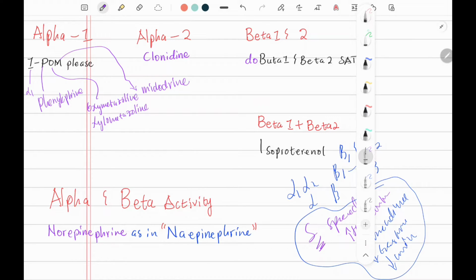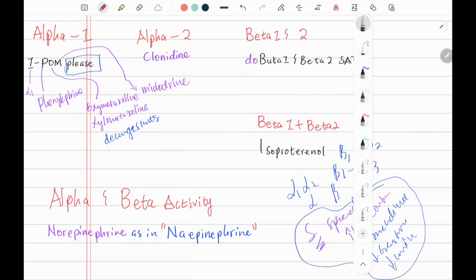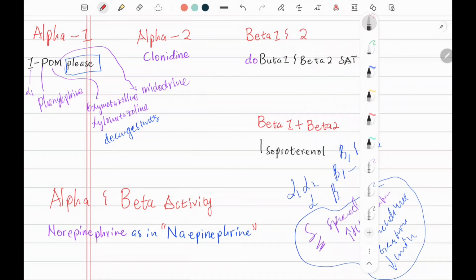Now the oxymetazoline and xylometazoline, they are basically used as nasal decongestants, right? So nasal decongestants. Okay, and so there you have it, alpha 1 drugs. Just remember 1 POM, please, or just 1 POM. The please here is just to complete the mnemonic. So just 1 POM, 1 being alpha 1, and the rest follows. Alpha 2 here, this is a classic drug you should know, which is clonidine, right? There's no mnemonic for it because it's pretty easy. You could memorize it simply.